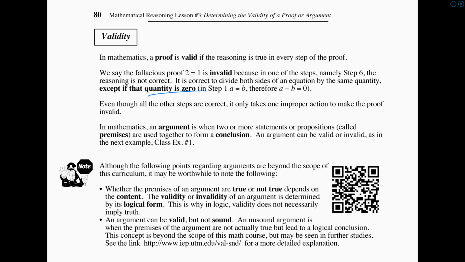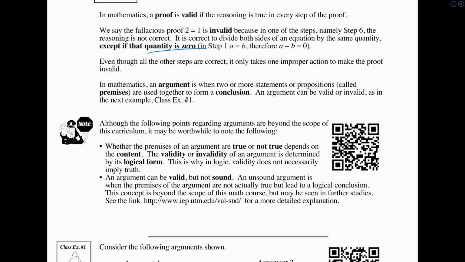Now, an argument is when one or more statements come together to make a conclusion. An argument may be valid or invalid. So that one was invalid. And though this is beyond what we need for the curriculum, there is truth or non-truth, which is based on the content, whether what's in it is true or not. And then validity is based on the logical form. All that means is something can be valid but untrue, right? We can have something where the arguments are sound, but it's not true.